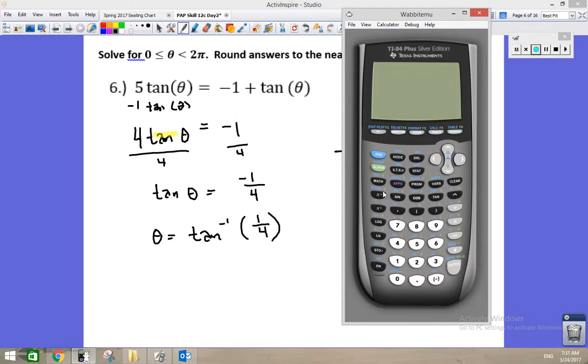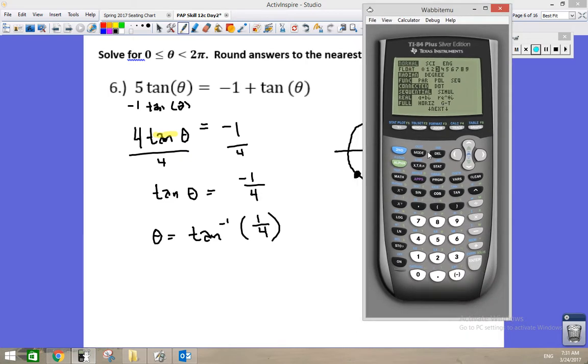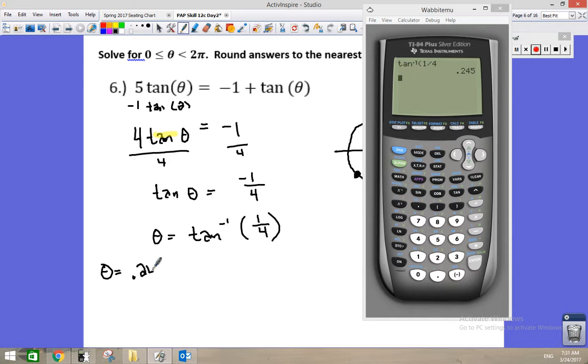Let's check that we're in radians. And I'm in radians. I'm having the calculator round to the nearest thousandth, which is 3 decimals. And if I go inverse tangent of 1/4, it's going to provide me that angle in quadrant 1. It's given me that this angle in a radian measure is 0.245 radians. Okay.